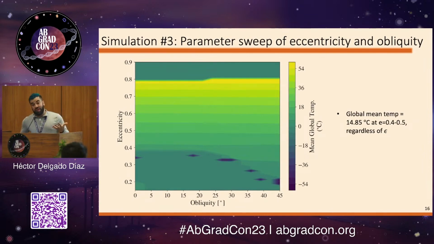And we look at the global mean temperature for those different eccentricities and obliquities, and we get 14.85 degrees Celsius at an eccentricity of 0.4 to 0.5, regardless of the obliquity. So we get kind of a stable climate, regardless of obliquity, for different eccentricities.